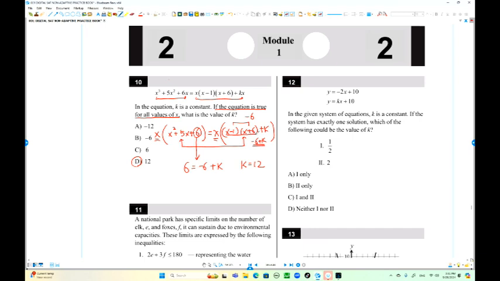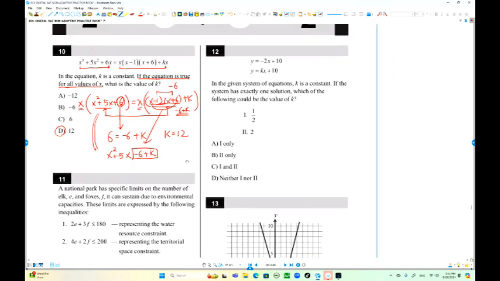Or you can expand this one, because this is a very simple product. So x squared minus x plus 6x, that's 5x, same deal, right? And minus 6 plus k. Both expressions must be identical. So 6 equals negative 6 plus k, or k minus 6. k equals 12, right? You can solve it this way too.